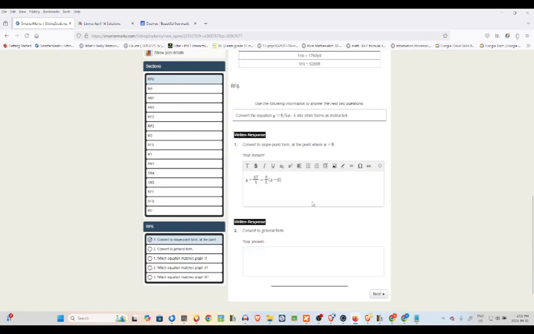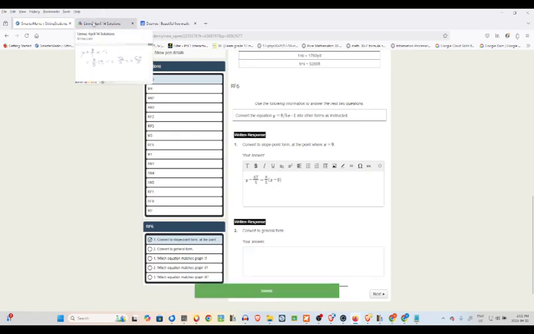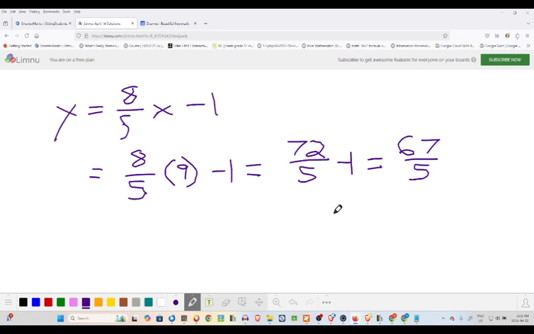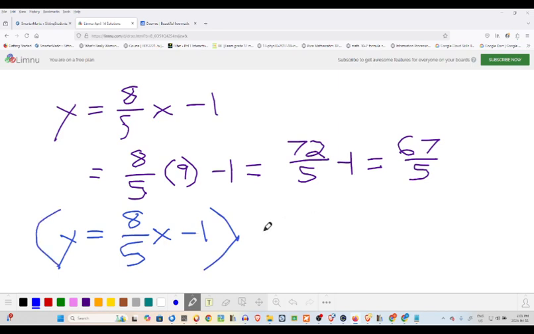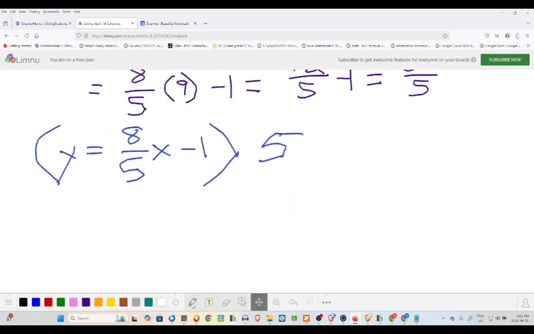Now, converting to general form is easier starting from our slope-intercept form that we had up above. So I'm going to take that first form. Y is 8 over 5x minus 1. Multiply it all by 5, simply because that is our visible denominator. That gives us 5y equals 8x minus 5.